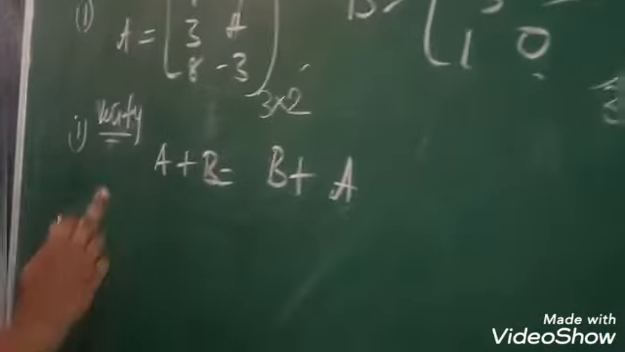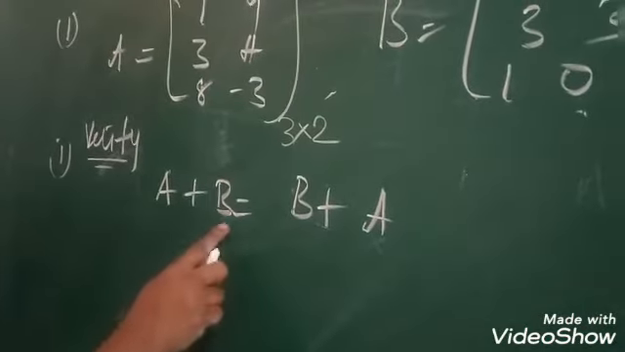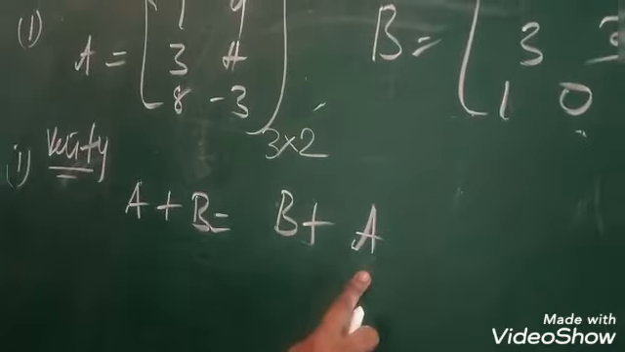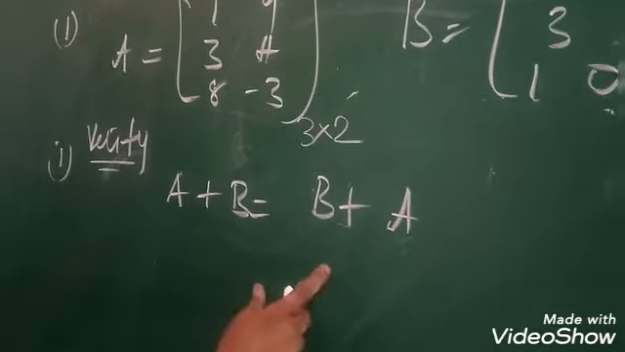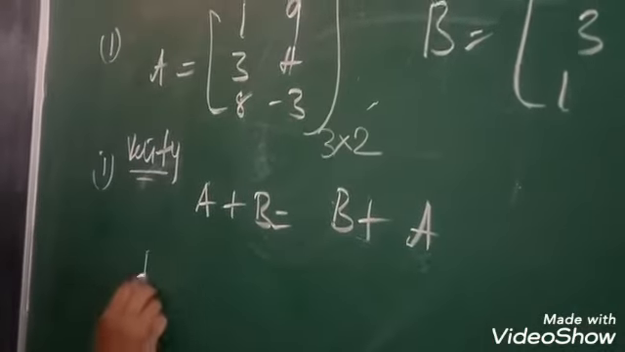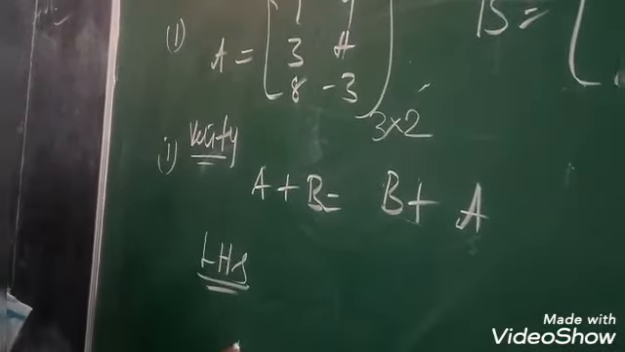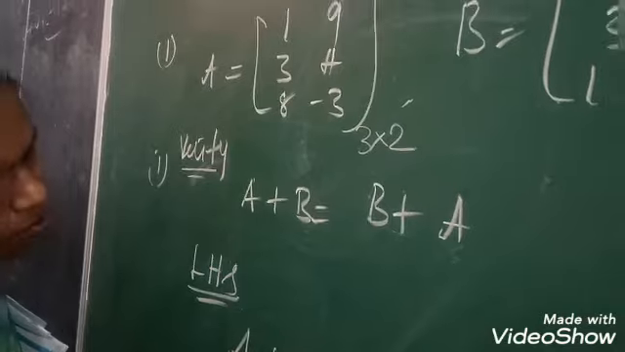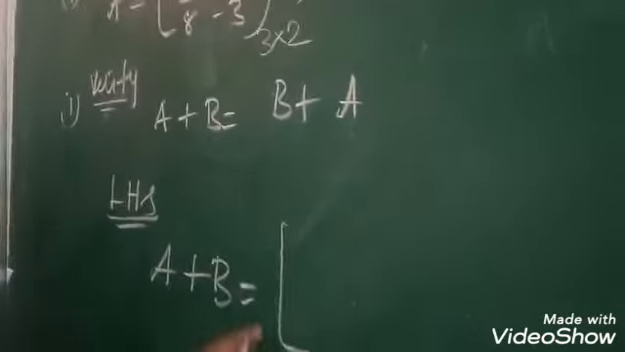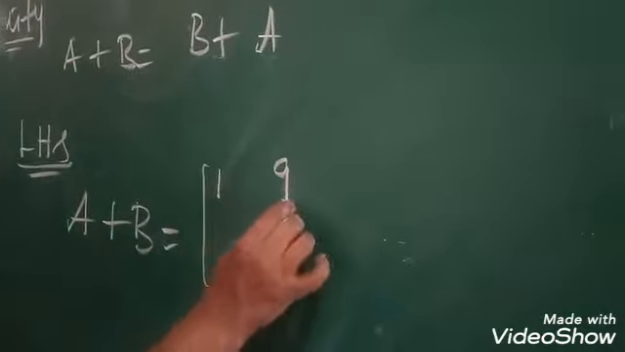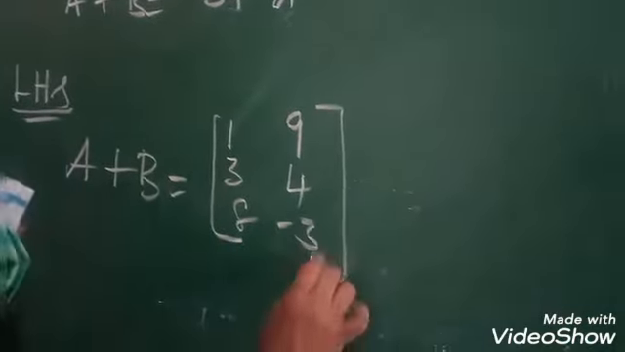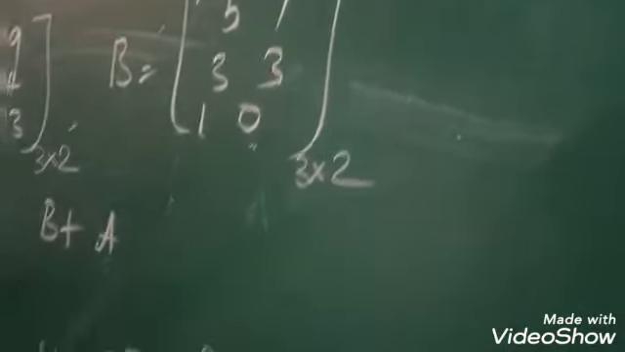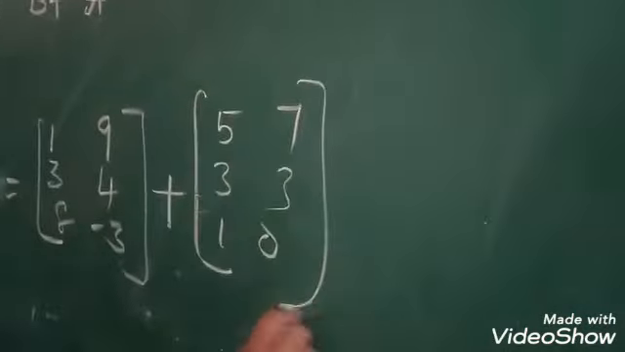Now they ask to verify two things. A plus B is equal to B plus A. First we verify the first one; this law is called the commutative law. First we want to find the LHS. What is the LHS? A plus B. First we write the A matrix: 1, 9, 3, 4, then 8, minus 3. This is the first matrix A. Then write the second matrix 5, 7, 3, 3, 1, 0.